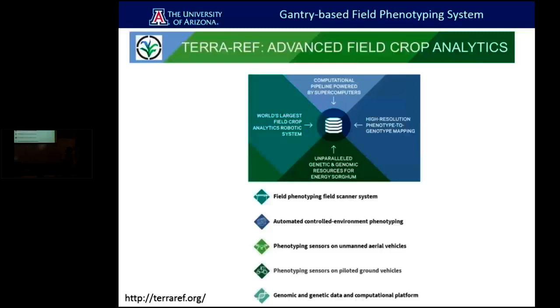Okay, let me say a few things before I forget. This is the only scanner of this type in the United States. Okay, and there are only two in the world. The other one is in the UK at Rothamsted Research, and our unit is four times larger than that one in the UK. But then you have an exceptional computational pipeline for the data analytics work that's done on these data streams.